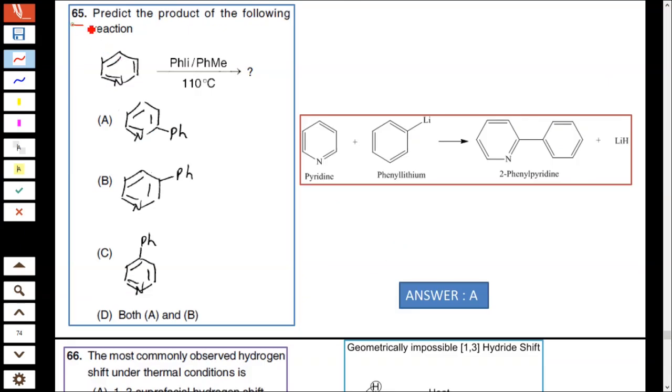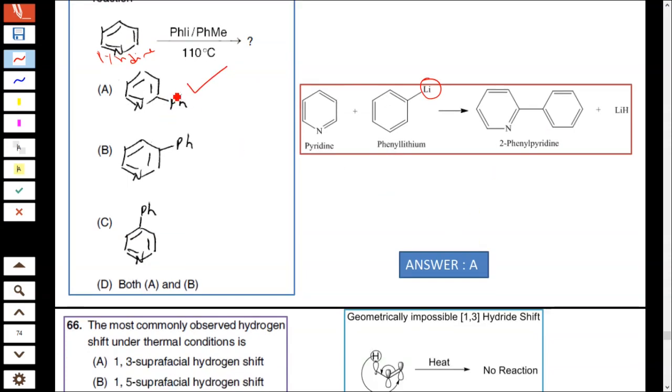Question number 65. Predict the product of the following reaction. Here pyridine was given. Pyridine reacts with PhLi, that is phenyl lithium, to give 2-phenyl pyridine. Hence, option A is correct. Substitution occurs at the second position.